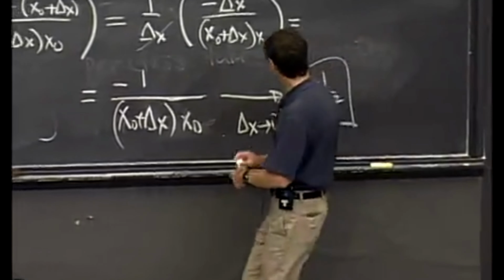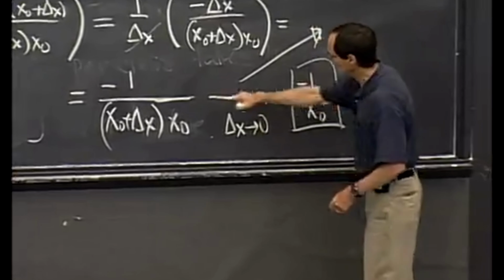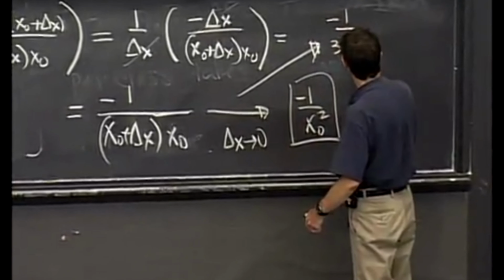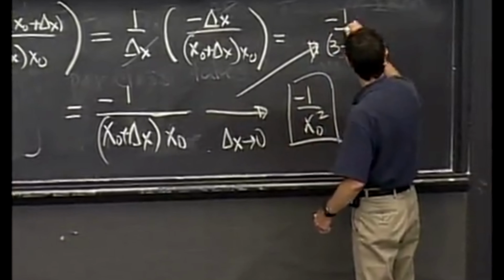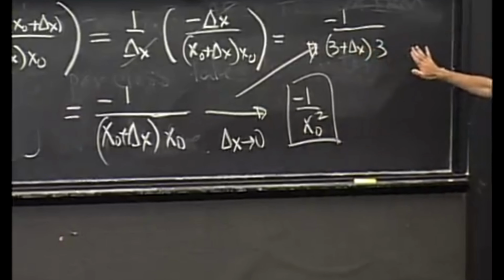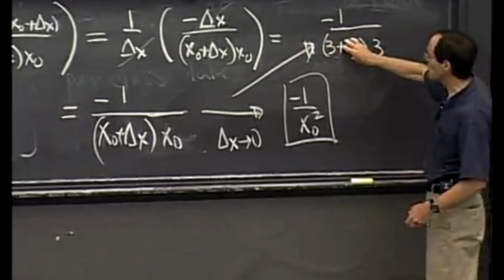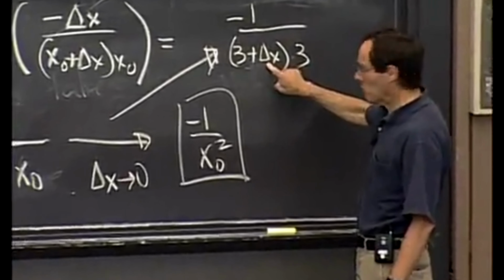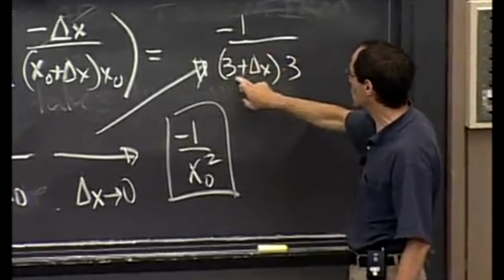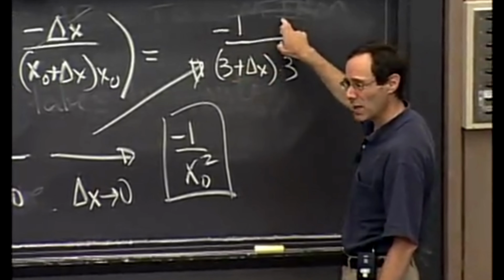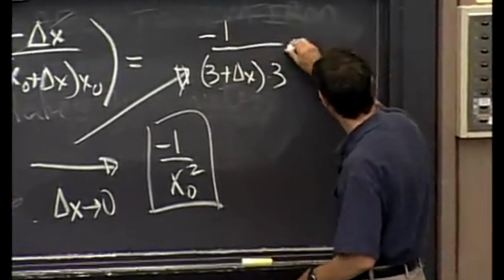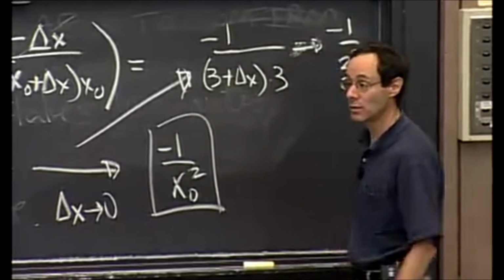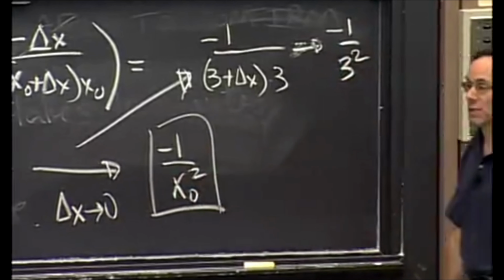Let me illustrate it by sticking in a number for x0 to make it more explicit. All right? So for instance, let me stick in here for x0 the number 3. Then it's minus 1 over 3 plus delta x times 3. That's the situation that we've got. And now the question is, what happens as this number gets smaller and smaller and gets to be practically 0? Well, literally what we can do is just plug in 0 there. Then you get 3 plus 0 times 3 in the denominator, minus 1 in the numerator. So this tends to minus 1 over 9, over 3 squared. And that's what I'm saying in general.